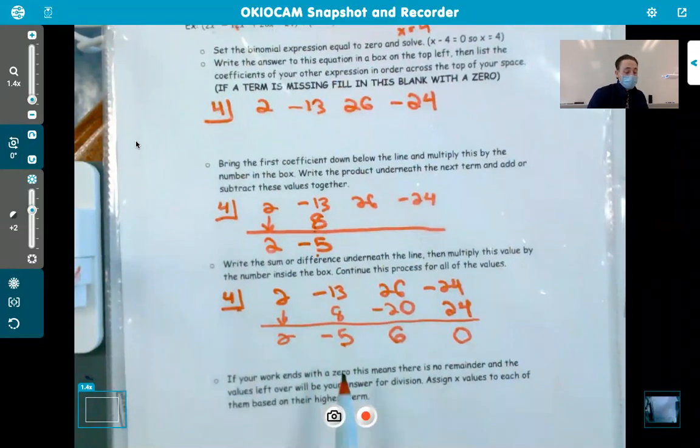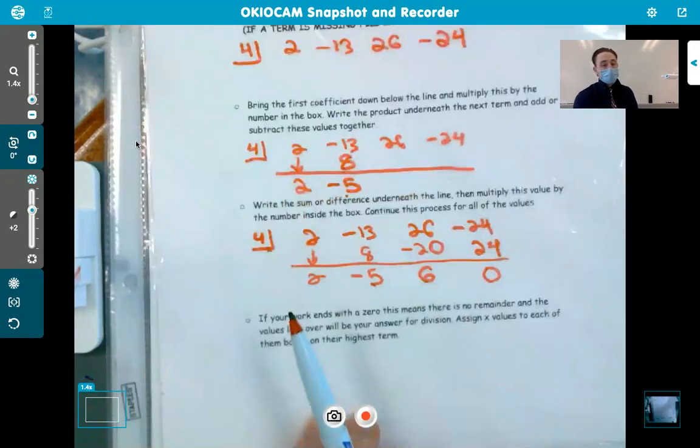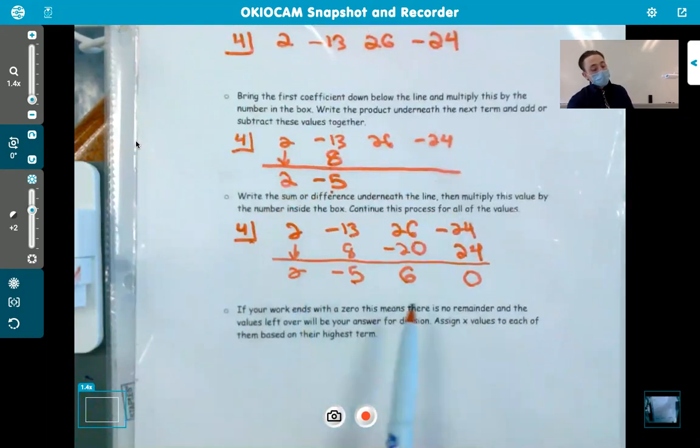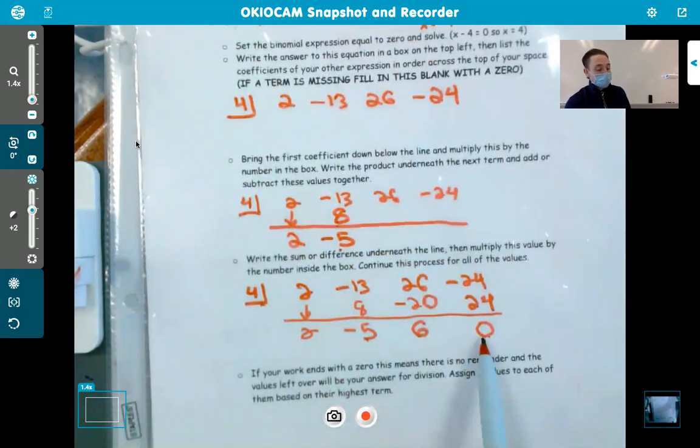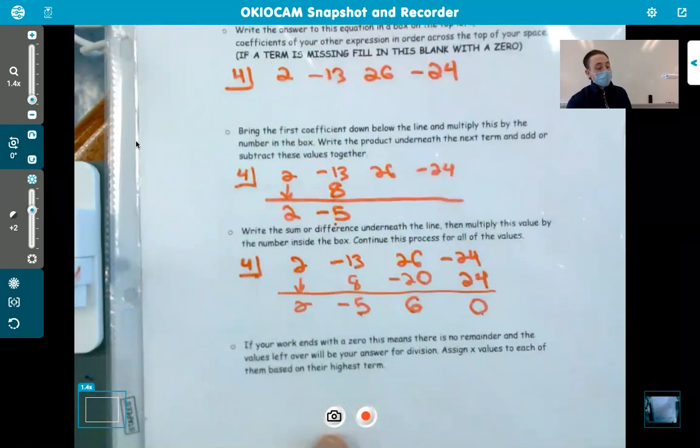So I continue this until I get to the final term there, which is that negative 24. If your work ends with a 0, so this note here, if the work ends with a 0, this means there's no remainder. So back when we were doing the long division, we saw we had a remainder. In this case, if you were to do long division here, you would get no remainder, or you get 0 underneath your final term. Okay. What we do now is assign x values to each of these. So 2, negative 5, and 6.